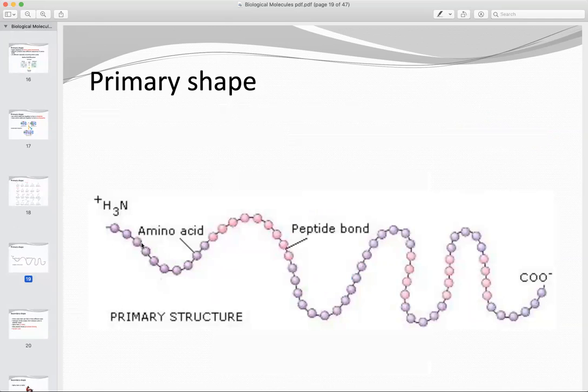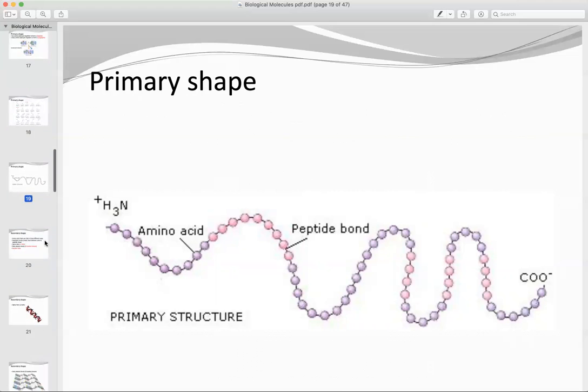As I mentioned before, this is just a visual that shows us that the primary structure of a protein is due to the linear assembly of amino acids. We've got our carboxyl group on one side and the amino group on the other end, with amino acids joined together by peptide bonds.